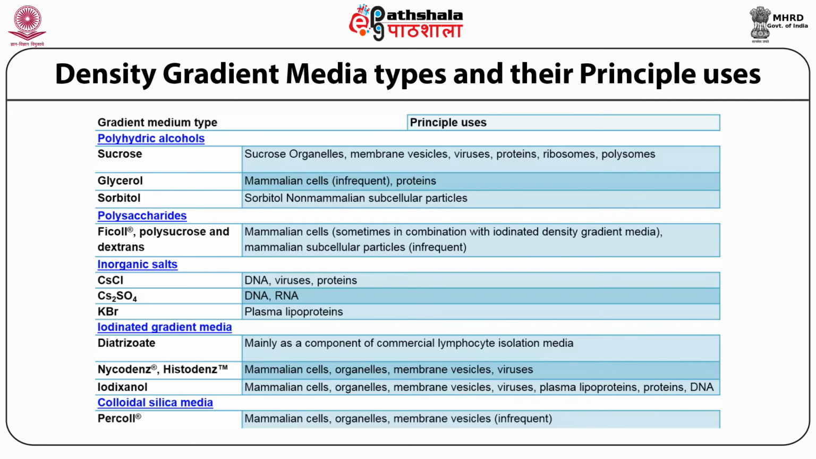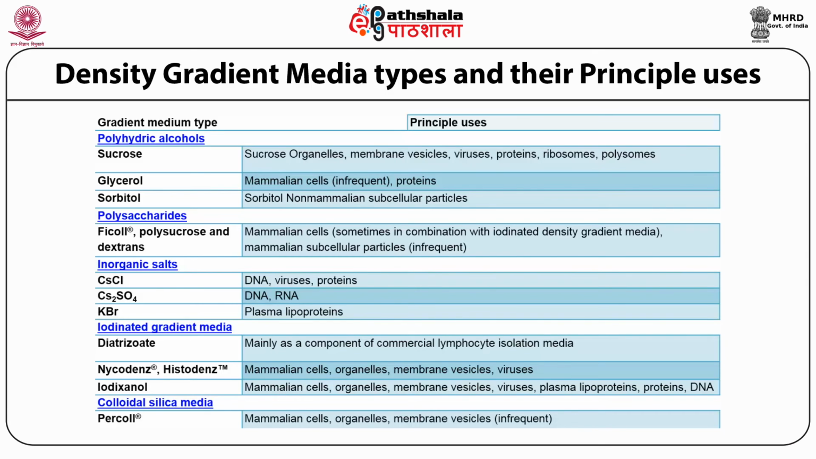Another type of media is the iodinated gradient media like Trizoate. It is mainly a component of the commercial lymphocyte isolation media for the separation of lymphocytes from the blood cells. Nycodenz or Histodenz is used for the separation of mammalian cells, organelles, membrane vesicles, and viruses. Iodixanol is another iodinated compound used as iodinated gradient media for the separation of mammalian cells, organelles, membrane vesicles, viruses, plasma lipoproteins, proteins, and DNA.